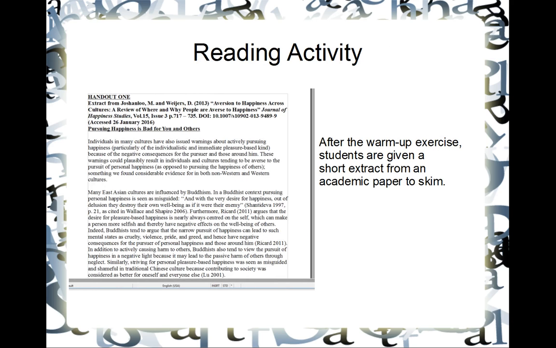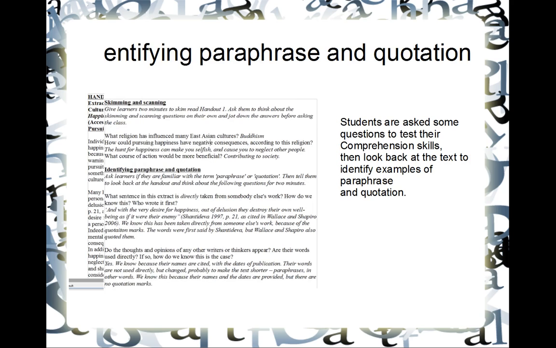So after the warm-up exercise, students are given a short extract from an academic paper on the way happiness is viewed in different cultures. They're asked to read it quickly. They're then asked to do some skimming and scanning activities, which would be a very typical element of a communicative ESOL lesson. And you've also got the part about paraphrasing and quotation linked in, where students are required to identify some examples of these.